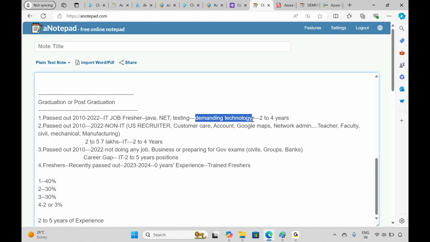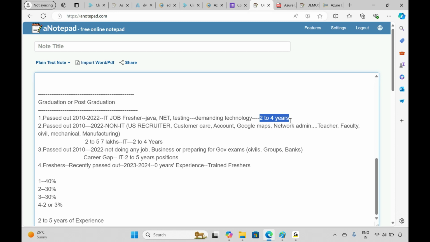What is the demanding technology currently in the market? Azure data engineering technology. So you want to learn Azure data engineering technology. Definitely, if you are learning this technology now, with your previous experience you want to put some experience, 2 to 4 years.